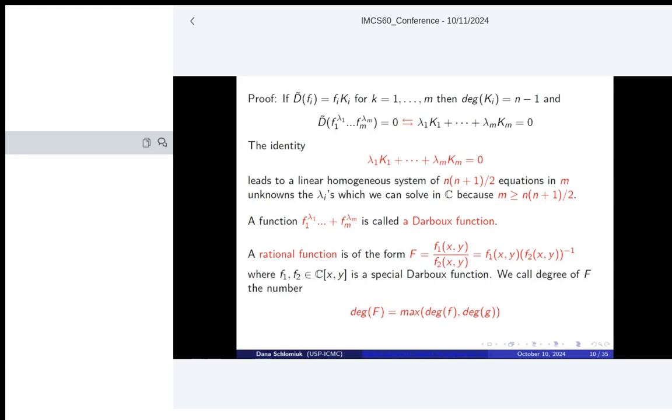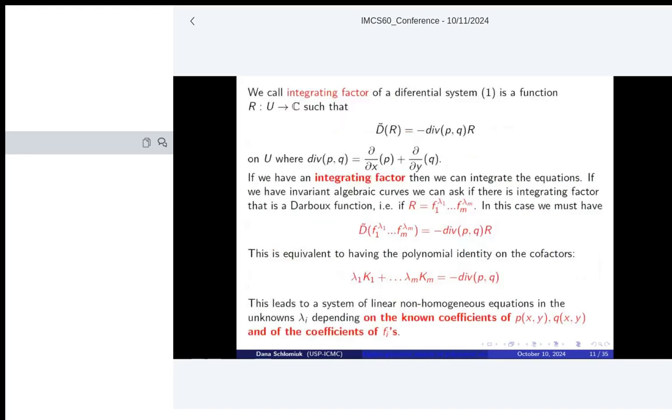In particular, rational functions, that means functions of the form f1 over f2, are of this form because we can write them as f1 to the power 1, f2 to the power minus 1. And we call degree of f the number which is the maximum of the degree of little f and the degree of little g.